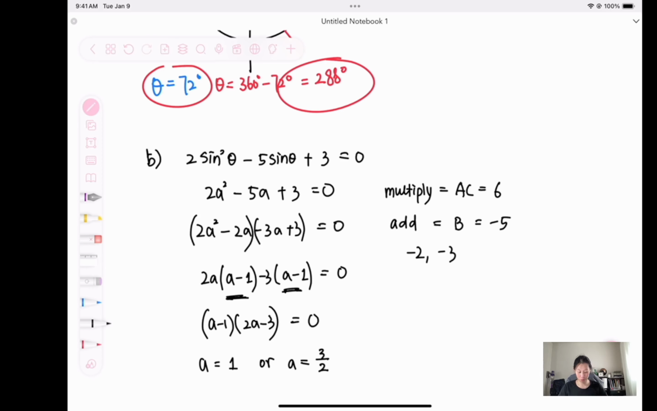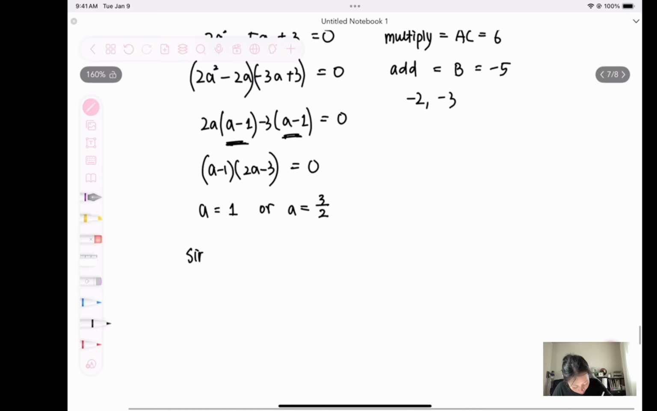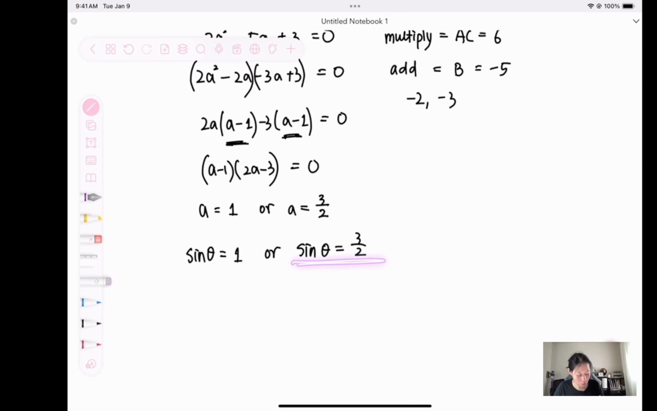3 over 2. Okay, so let's rewrite a into sine. So I know that sine theta is equal to 1 or sine theta equals 3 over 2. Again, this one, sine theta is already beyond its range. That means it's above 1, so this is going to be impossible. It's undefined. There's no way we can find sine theta such that it equals 3 over 2, which is 1.5. And now sine theta equals 1.